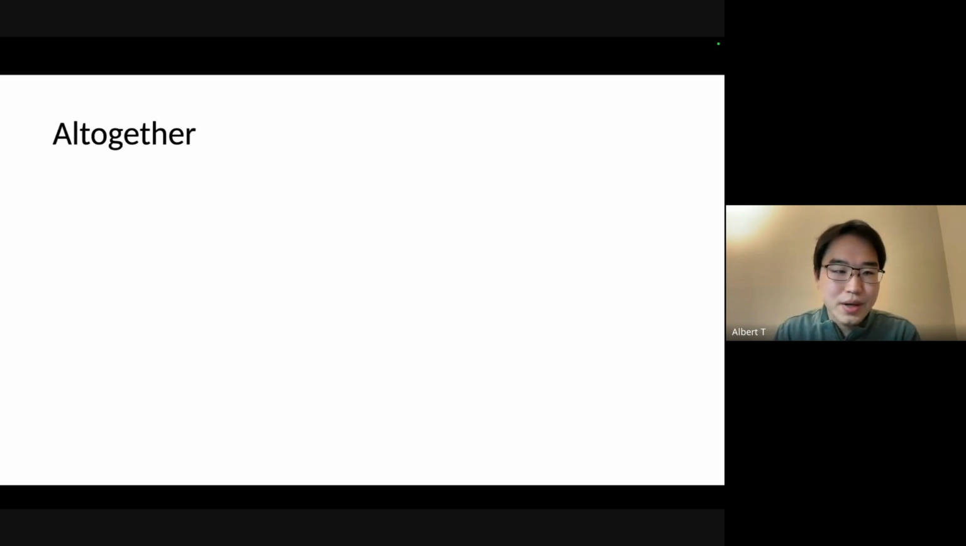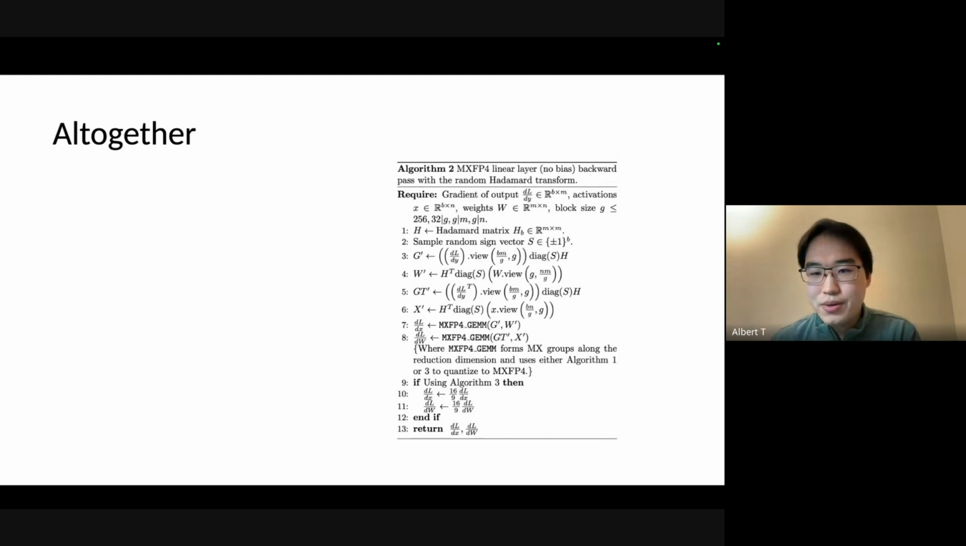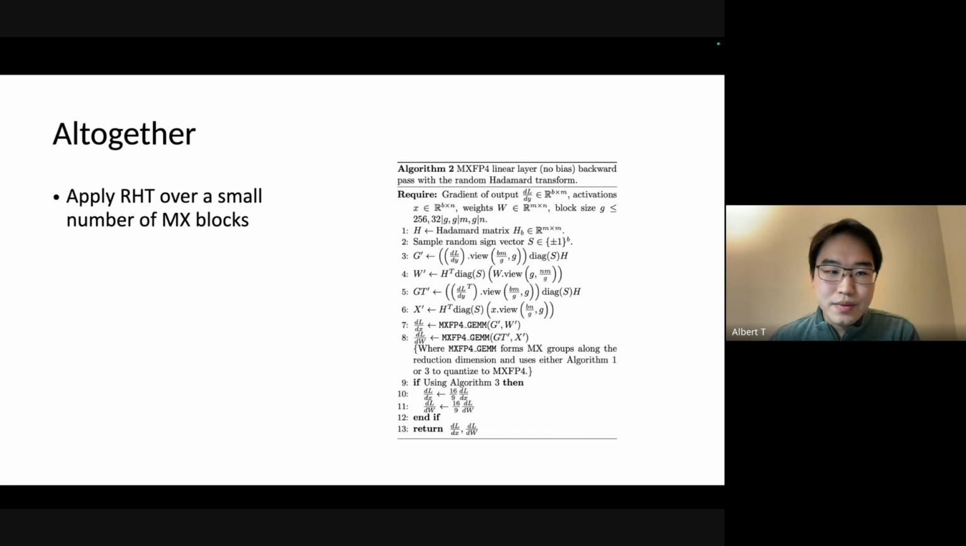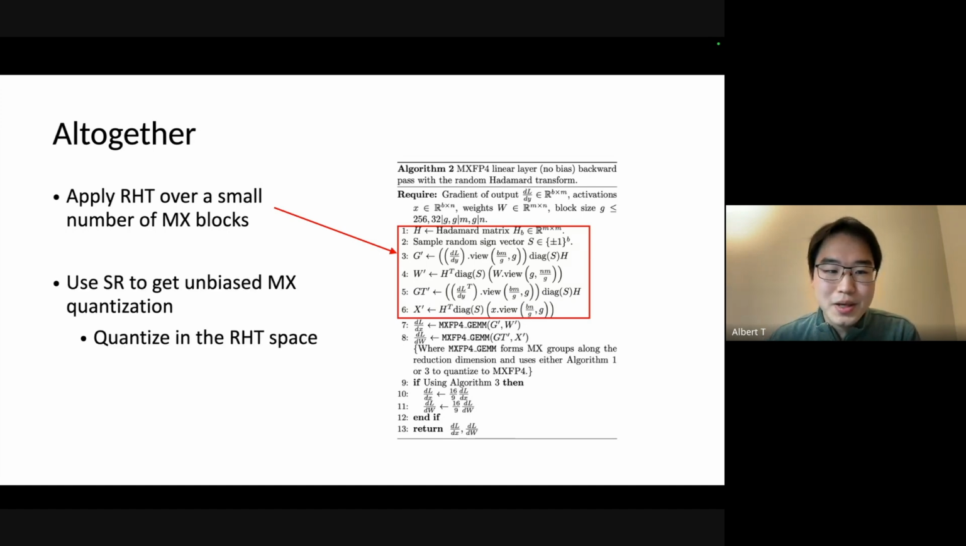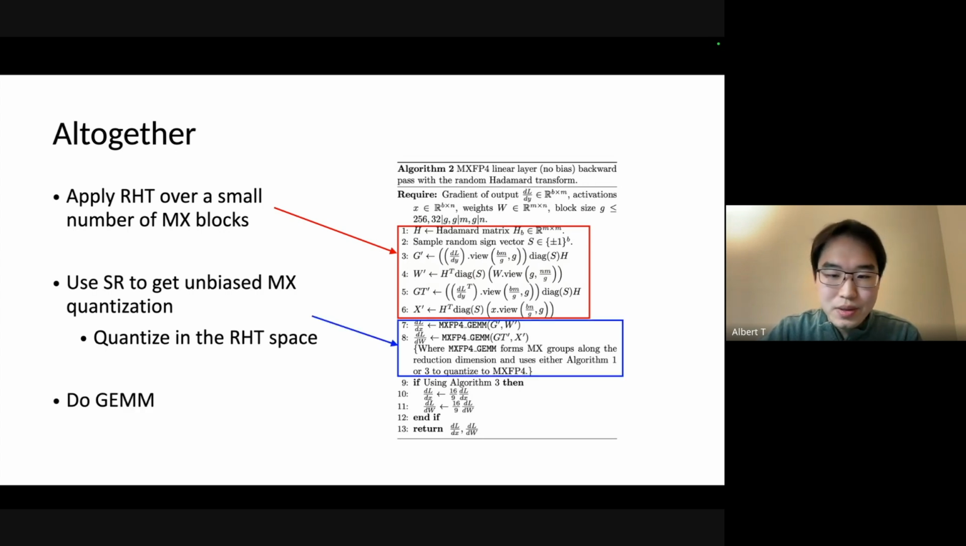So if we look at everything all together, this is our entire method and algorithm. First, you apply the RHT over a small number of blocks, which is this section here. This is in torch notation: you do a view and then you do the multiplication, but it's essentially what I drew out on the last slide. Then you use stochastic rounding to get an unbiased estimate of your inputs, and you quantize in the Hadamard space. That's this part. And then you do the GEMM, which is also this part. If you're using algorithm 3, the stochastic rounding version, then you'd scale up because you scale down by 3/4, so you'd scale up by 16/9 to take care of that.